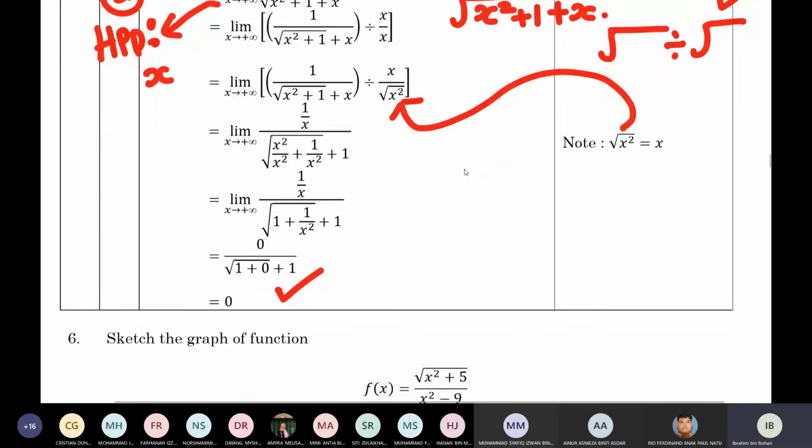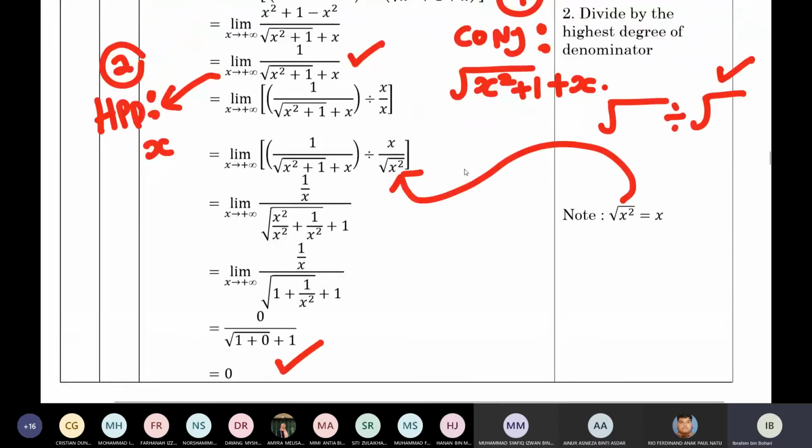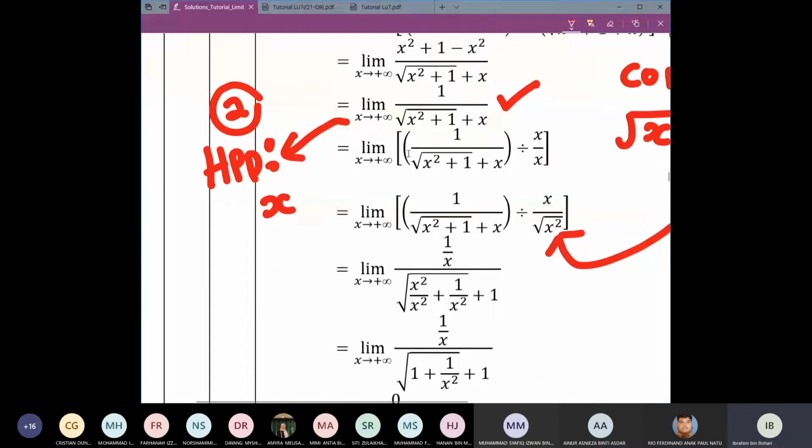Okay, question 6. Saya nak tunjukkan solution daripada you all punya members.